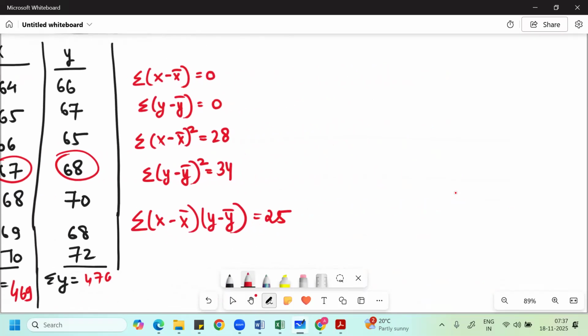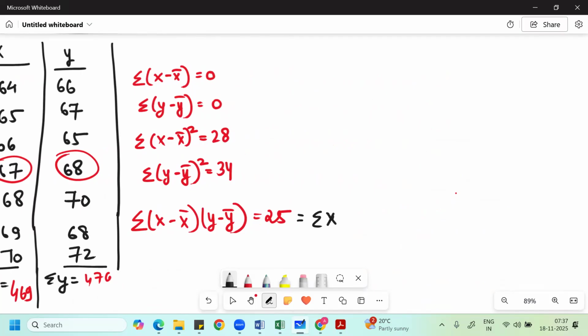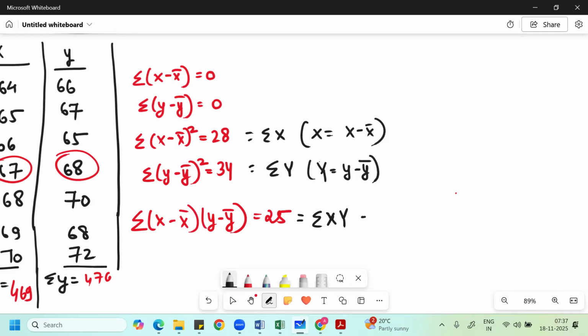Now, the same thing they have done in the textbook, they have written as x and y. This they have written as sum of y, this as sum of x, where they're telling that this capital X is x minus x bar, and this capital Y is y minus y bar.